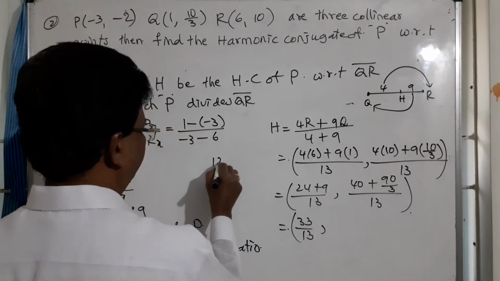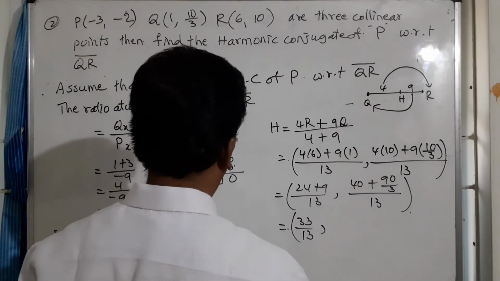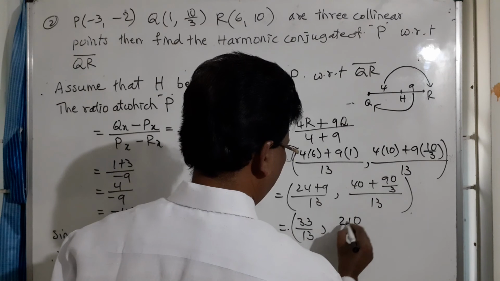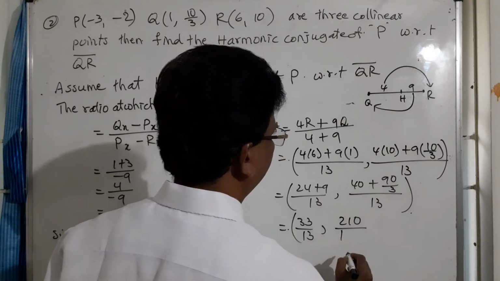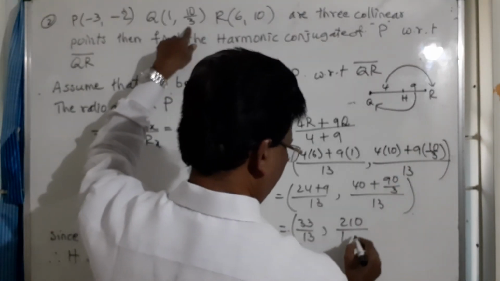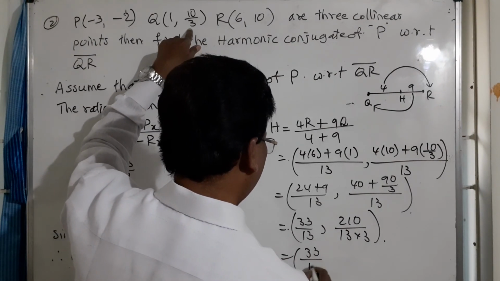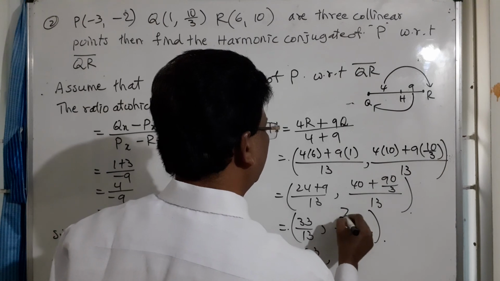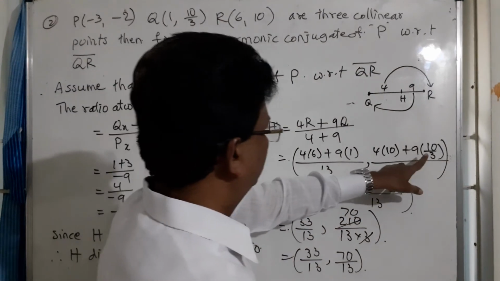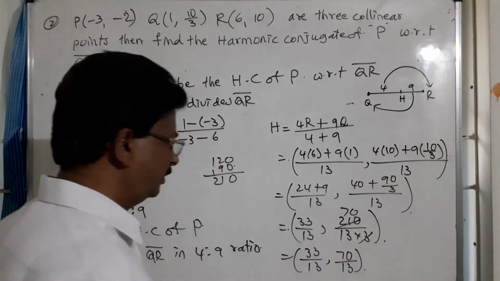Simplifying the x coordinate, 24 plus 9 is 33 by 13. For the y coordinate, 40 plus 9 into 10 by 3, that is 90 by 3, 30 plus 40, 70, so 70 by 13.